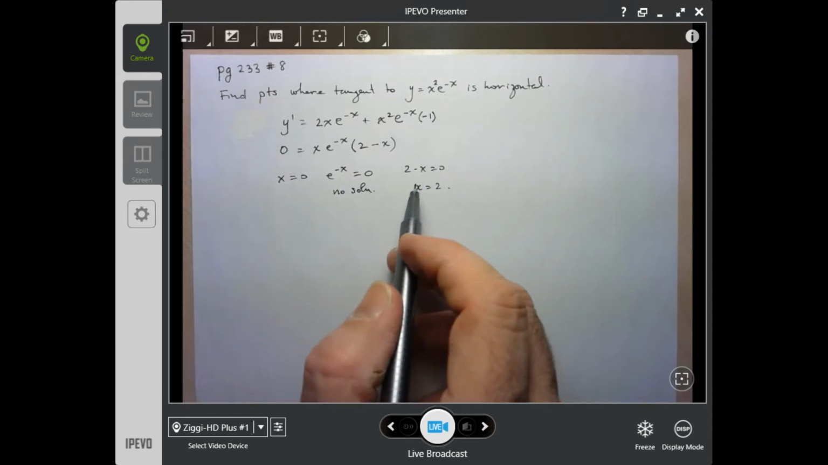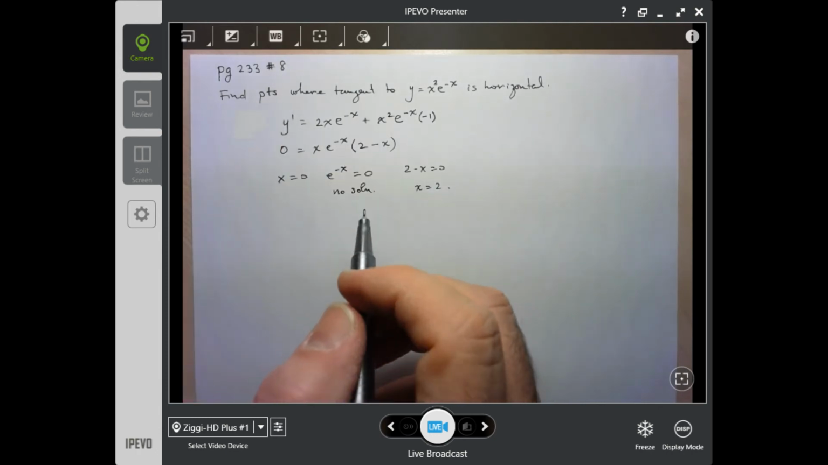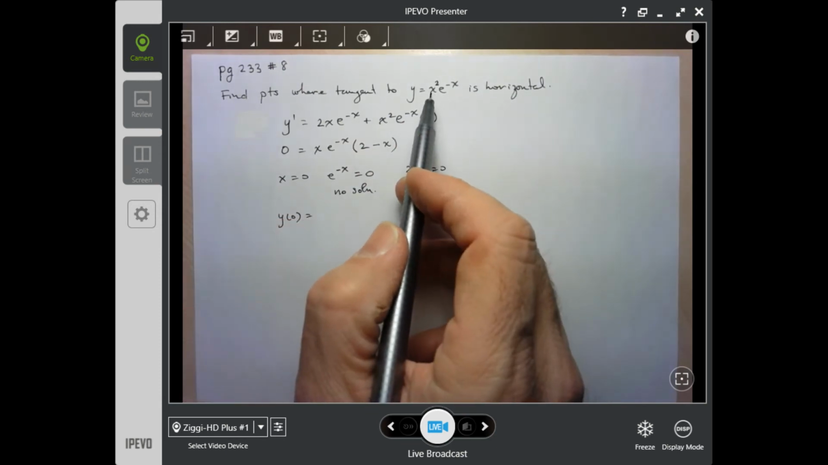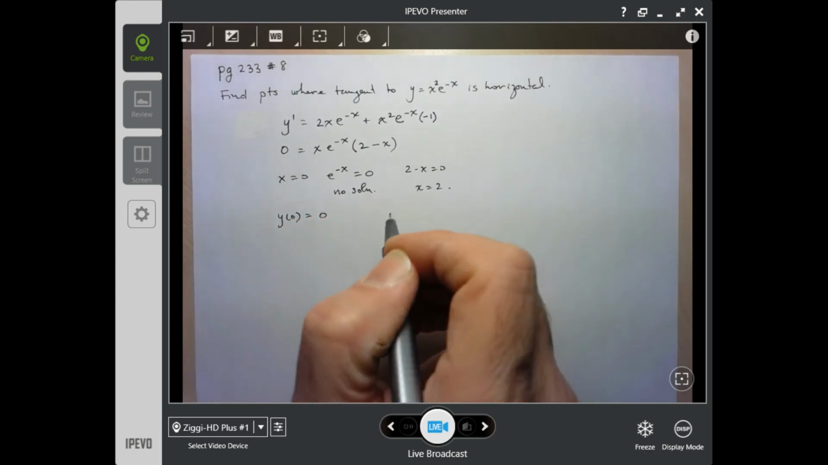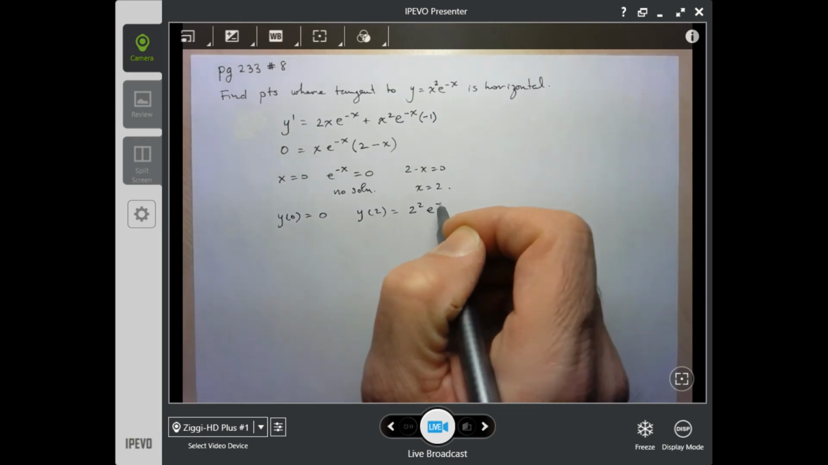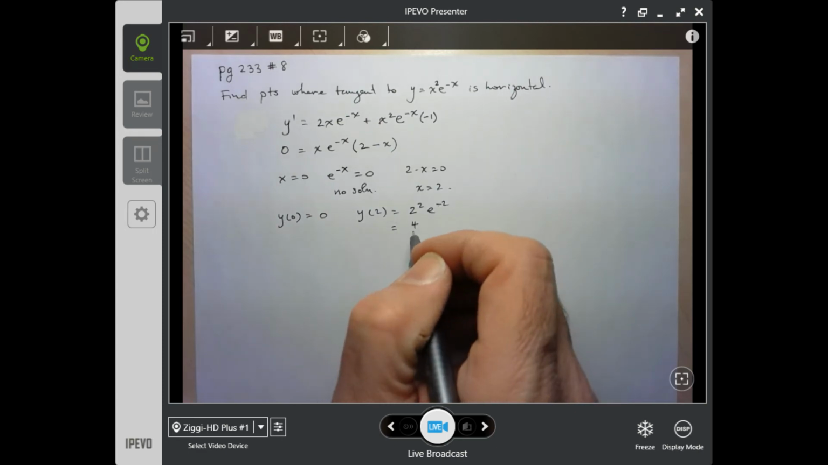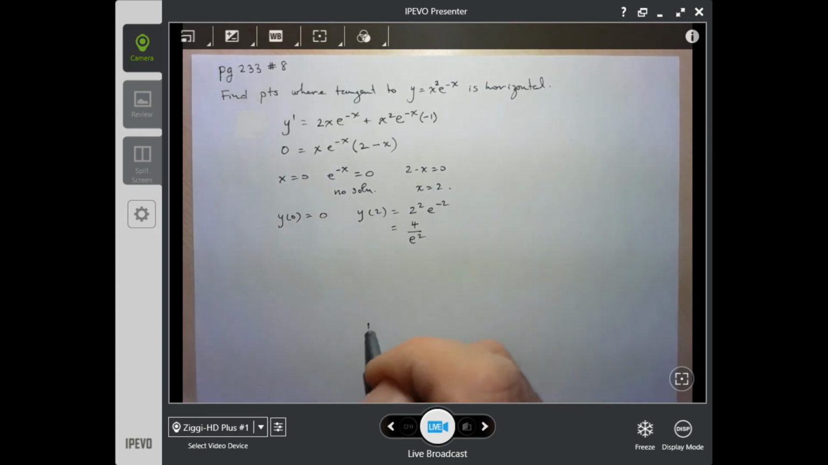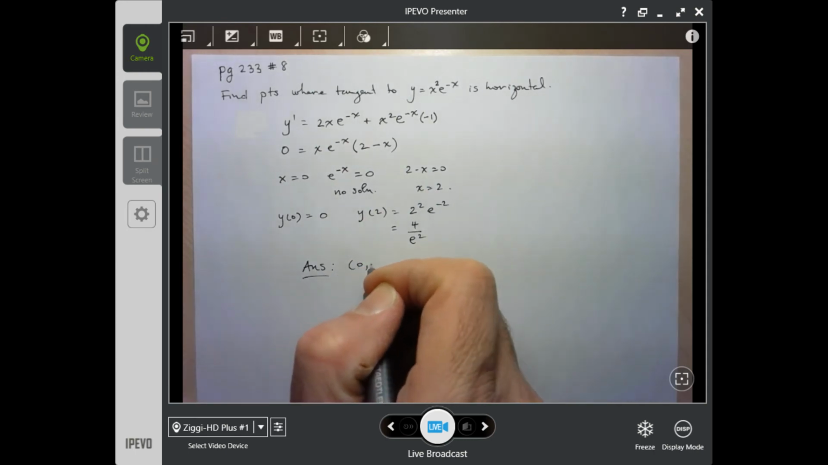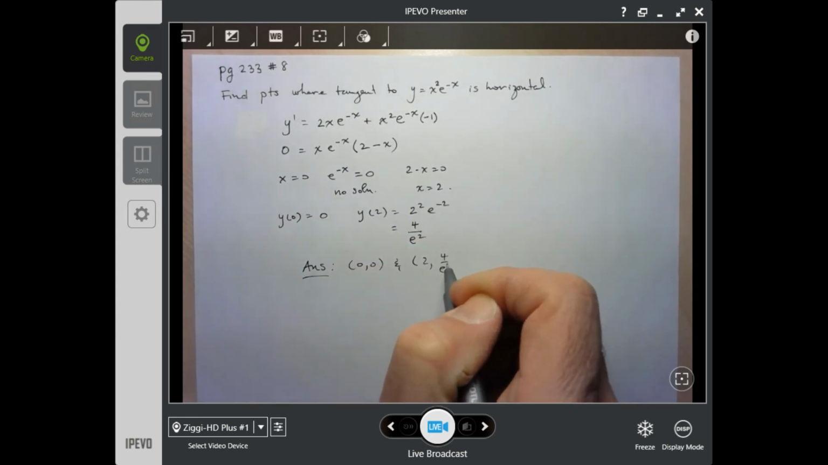Okay, so there's two x values that make the derivative equal to 0, but since they're looking for the points, we need to find the y values. Okay, so y at 0, well, that's nice and easy. 0 squared times e to the negative 0 is just 0. And then here, y at 2. So let's see what that's equal to. Well, it's 2 squared times e to the negative 2. So I'm going to rewrite that as 4, and since this is a negative exponent, I'll bring that to the denominator. So 4 over e squared. And so our final answer, the 2 points that we're looking for, are just going to be 0, 0, and 2, 4 over e squared.